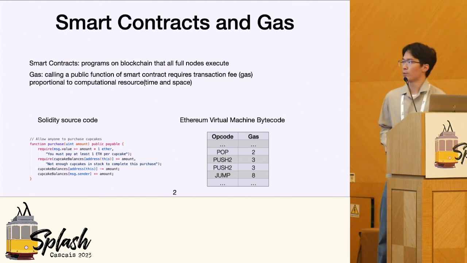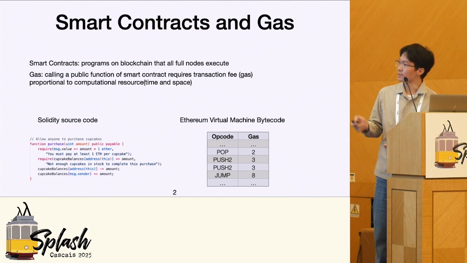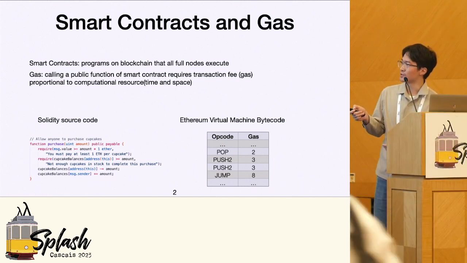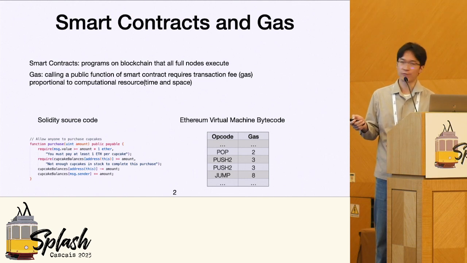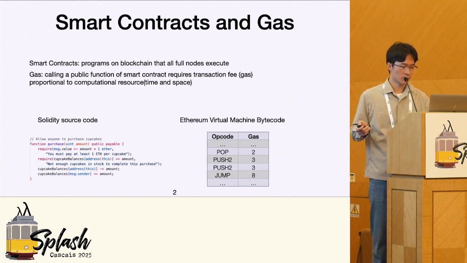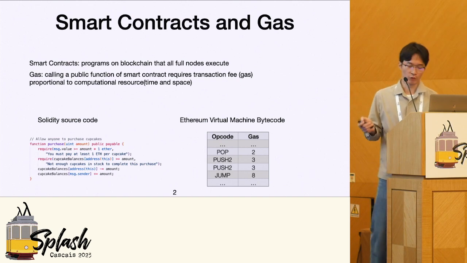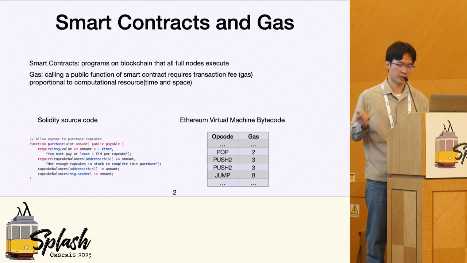People write smart contracts in Solidity source code, like the code over there, and then it's compiled to virtual machine bytecode, which is just a list of opcodes. For each opcode, there's a gas cost defined on this operation. So the gas usage is just the total gas of all the opcodes that you execute in real time.